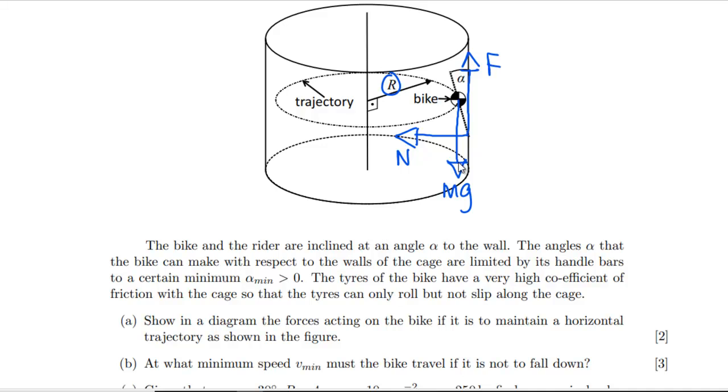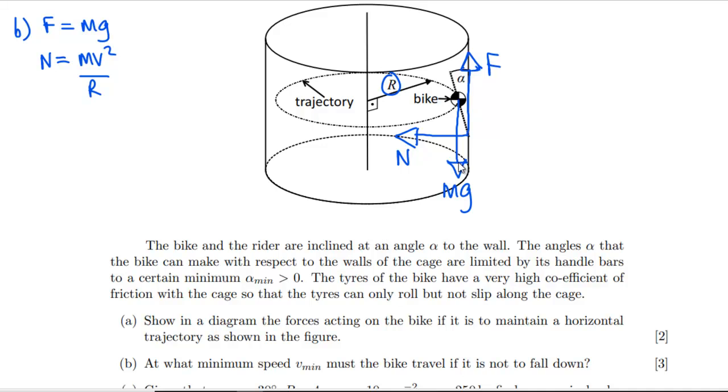At what minimum speed V min must the bike travel if it's not to fall down? Right, well, let's do some resolving then. We've got some circular motion. So let's resolve vertically and say that F is equal to mg. We can resolve horizontally and say that N is equal to mv squared over r. Okay, so we've got those. What else can we say about all of this?